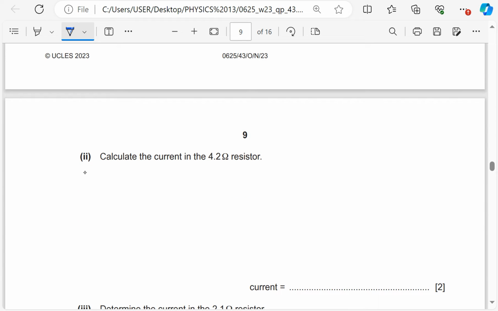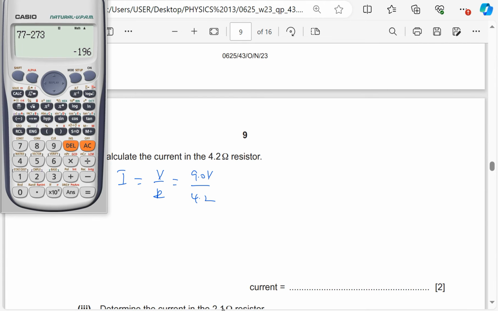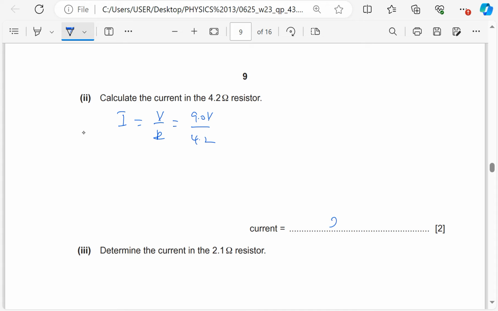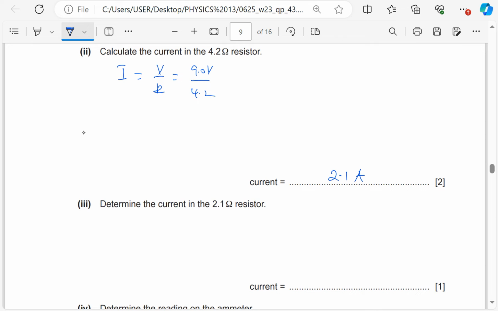Then calculate the current in the 4.2 ohm resistor. Since I now know the PD across the 4.2 ohm resistor, the current is very easy to get. I is equal to V divided by R. V is 9.0 volts, then R is 4.2. So this is 2.1. So the current is going to be 2.1. The units are amperes.